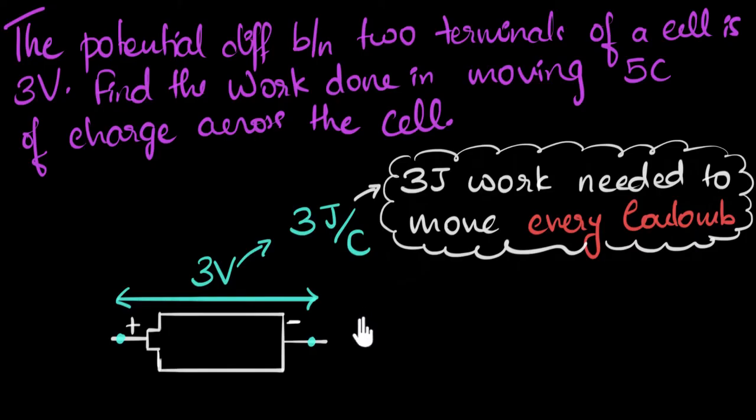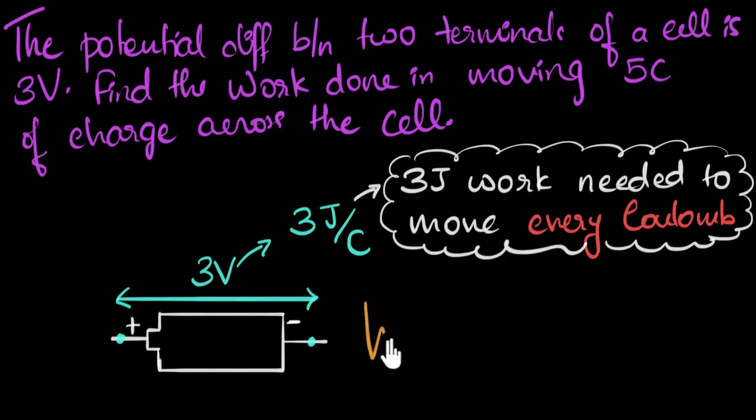All right, now let's do it. So 1 coulomb to move from one point to another, 3 joules of work. If we had 2 coulombs, it would be twice the amount. If you had 3 coulombs, it would be thrice the amount. So to move 5 coulombs, it would be 5 times the amount.